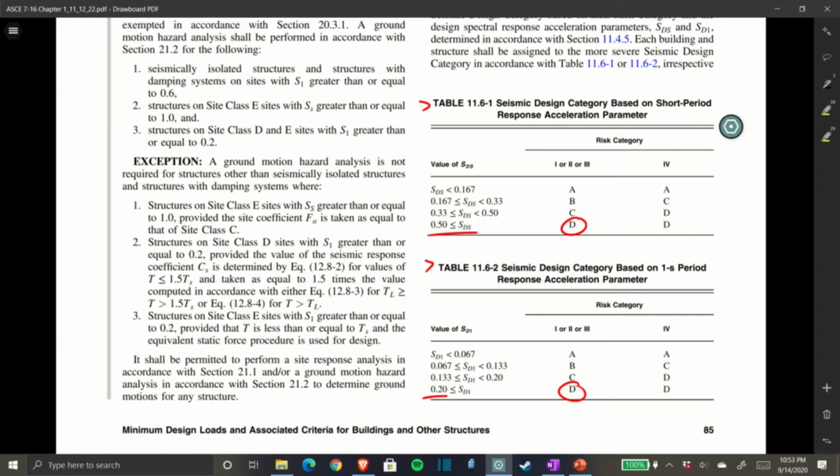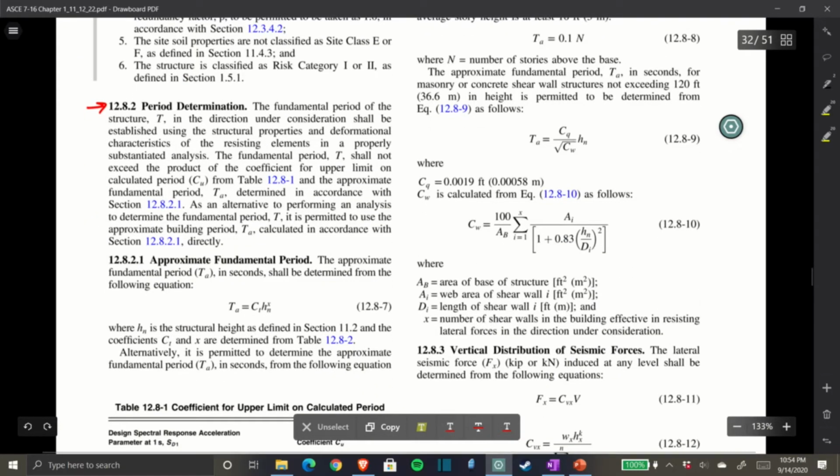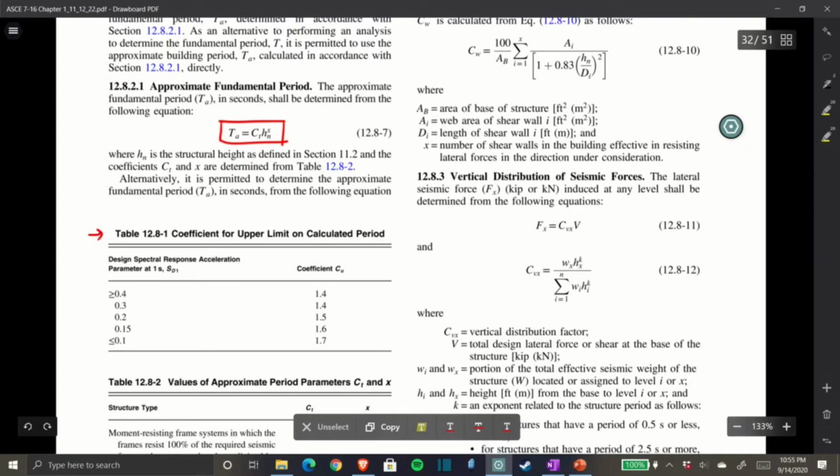In chapter 12, we're going to go to table 12.8-2 and use equation 12.8-7 to get the approximate fundamental period of our moment frame structure. See you over there. Here we are, section 12.8.2, and in order to determine our period, we're using the equivalent lateral force procedure, ELF. So we're going to be finding the approximate fundamental period, denoted as TA, using this equation. We need a couple of variables here, which we can find right here in this table.